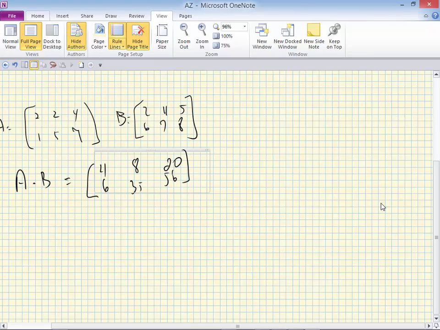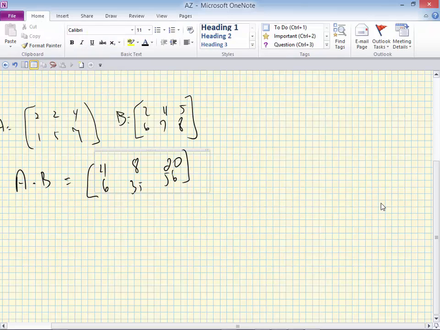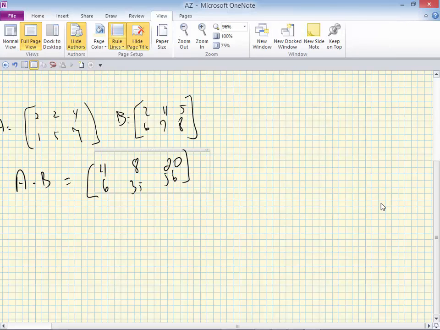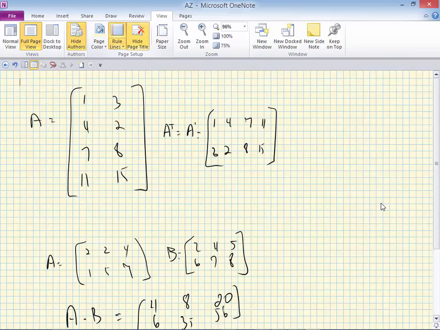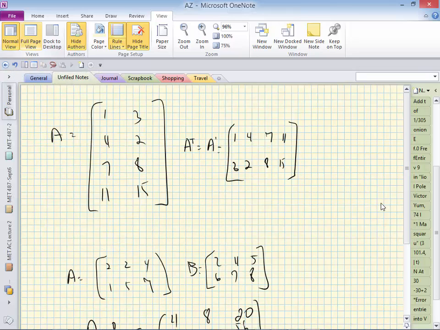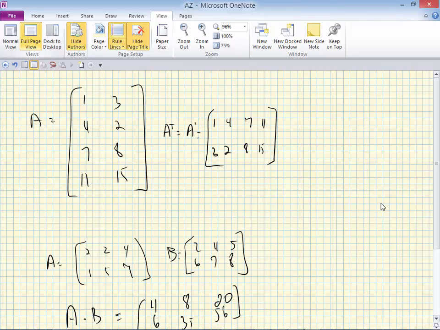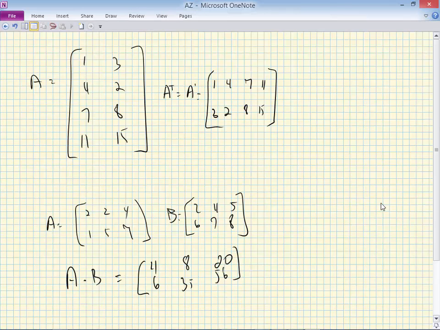Actually, I want to get back to my full page view. My view, hide page title. Nope, that's not the one. We want to hide that. Hide authors, full page view. That's what we had, but I want to hide this right here. Oh, there. That's what I wanted right there.